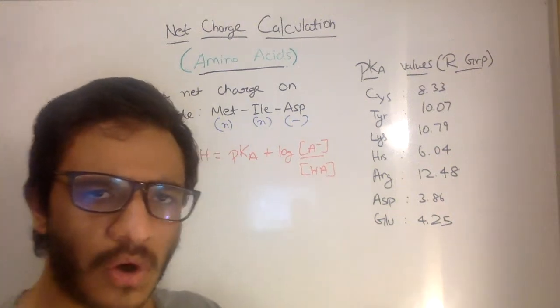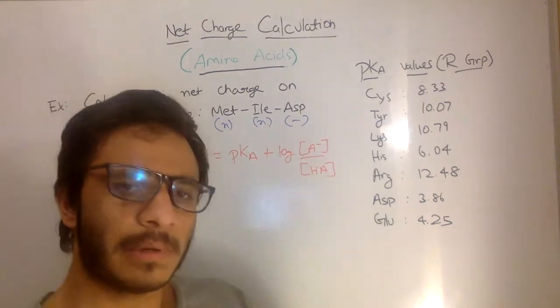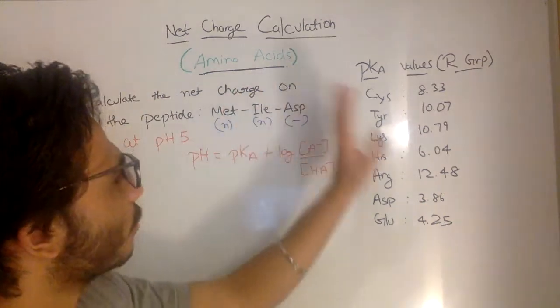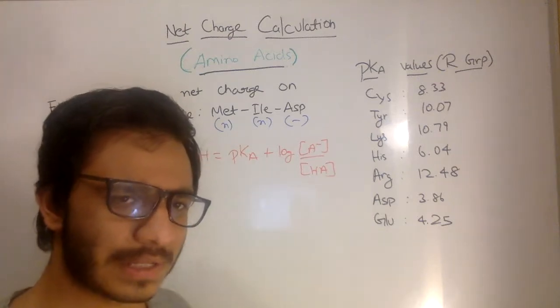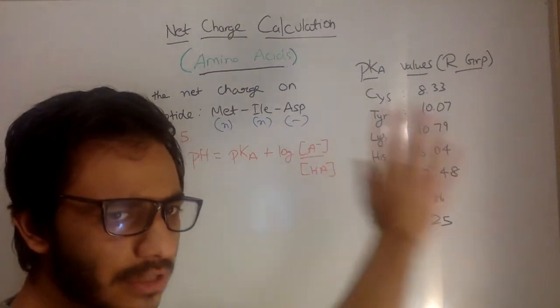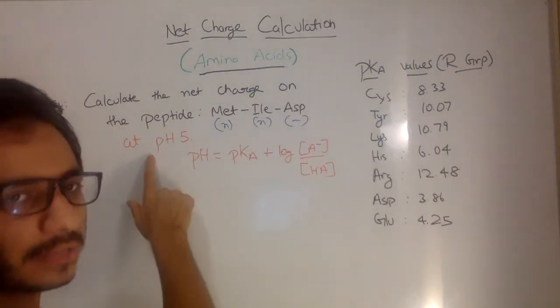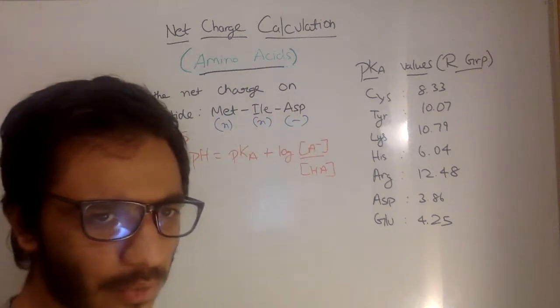So this is a video on net charge calculation of amino acids. Let's say in a problem you are given a tripeptide sequence or peptide sequence of 3 amino acids, or 4 amino acids, or 5 amino acids, and you want to calculate the net charge on the peptide sequence or the amino acid sequence at a certain pH.